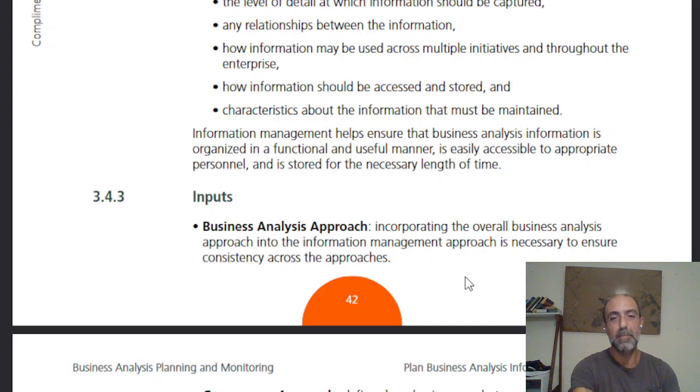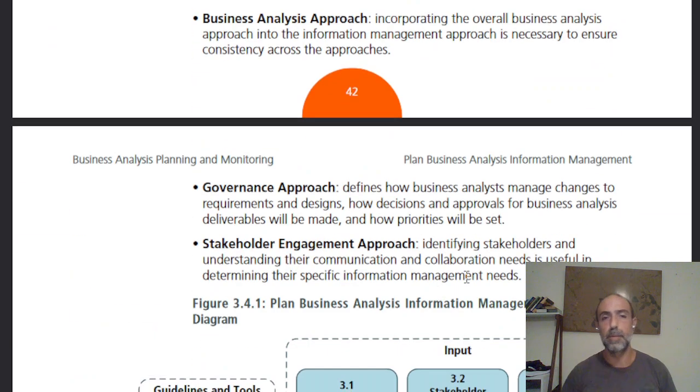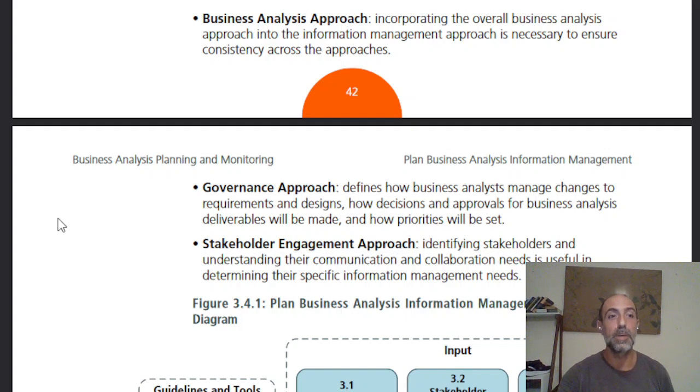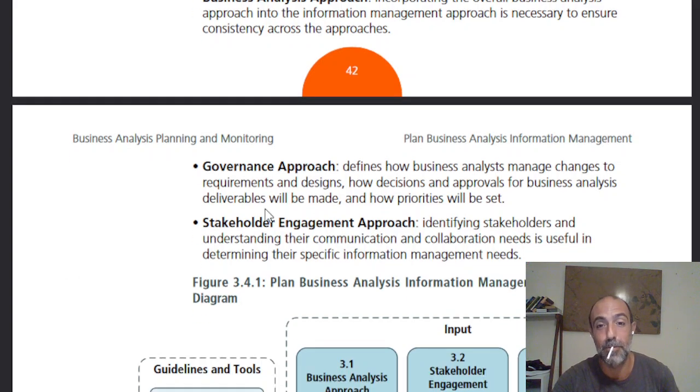I don't know. Information management helps ensure that business analysis information is organized in a functional and useful manner, is really accessible to appropriate personnel, and is stored for the necessary length of time. Great. What are the inputs we need? We need inputs from the business analysis approach. It was mentioned before. If you remember, the charts literally tell us where inputs are coming from and where it's going. And we want inputs from the stakeholder engagement as well, and from the governance approach.